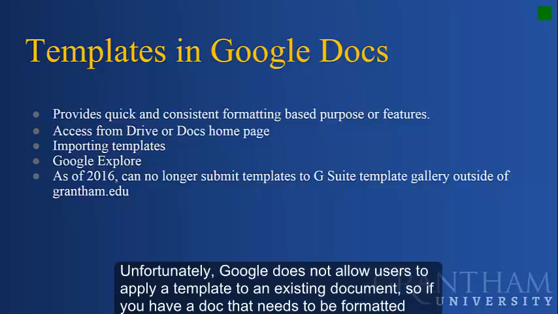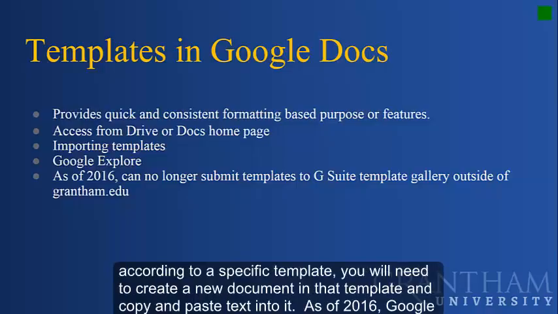Unfortunately, Google does not allow users to apply a template to an existing document. So if you have a doc that needs to be formatted according to a specific template, you will need to create a new document in that template and copy and paste the text into it.